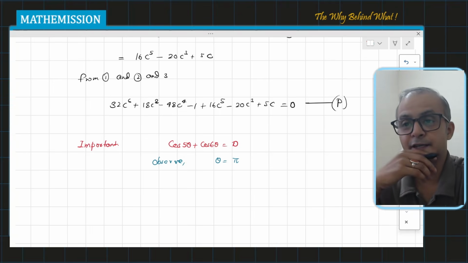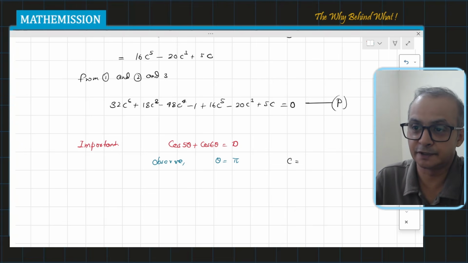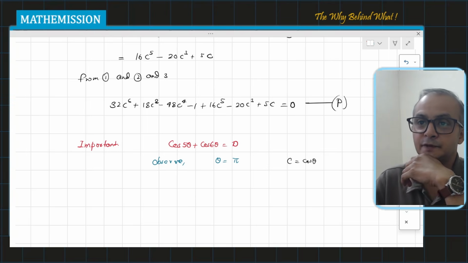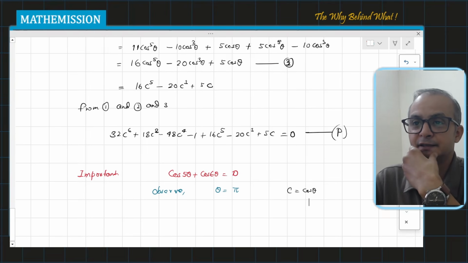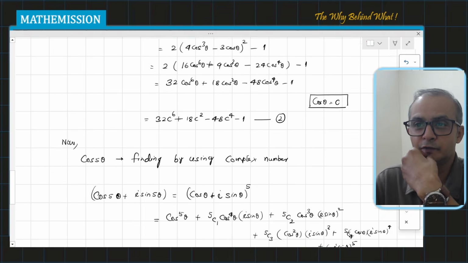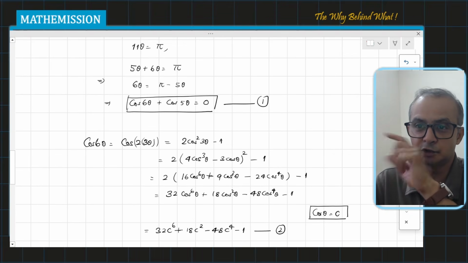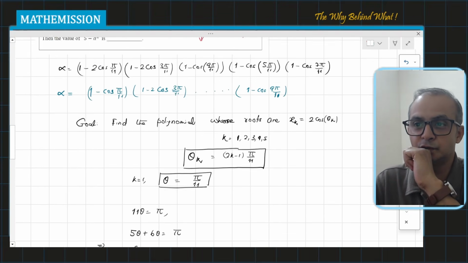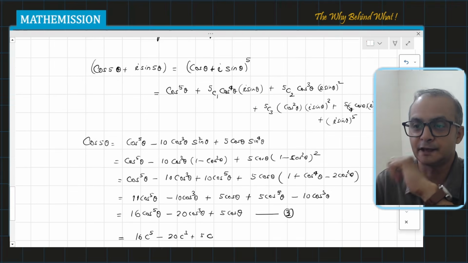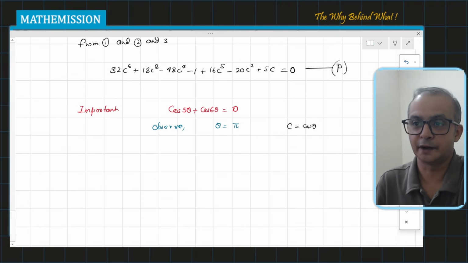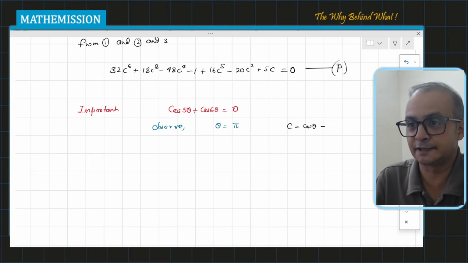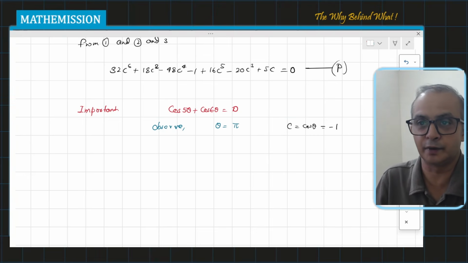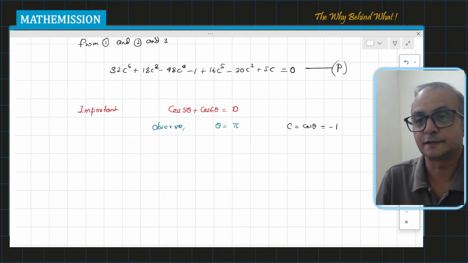But this theta is equal to pi we don't actually need. Why? I have assumed c is equal to cos theta, so c is equal to minus 1. And I am not looking for that solution of the polynomial, because theta equal to pi I don't need. Therefore, I will exclude this. But one thing is confirmed from here: c is equal to minus 1 when theta is equal to pi, which means c equal to minus 1 must be a solution for this equation. So let's verify it.